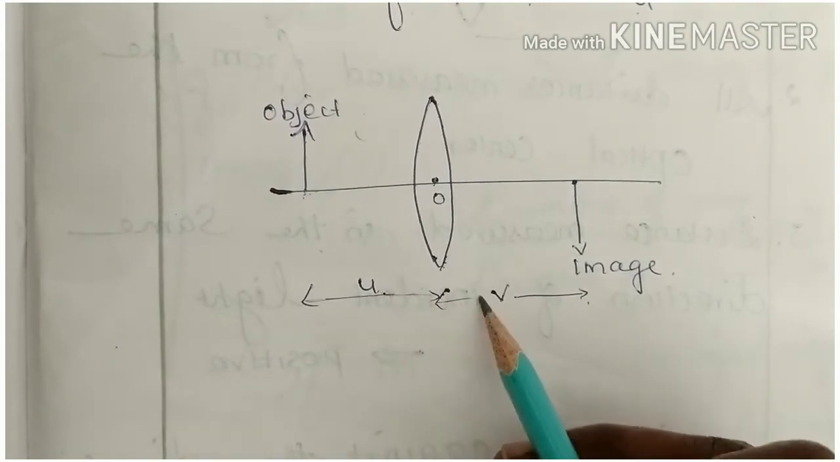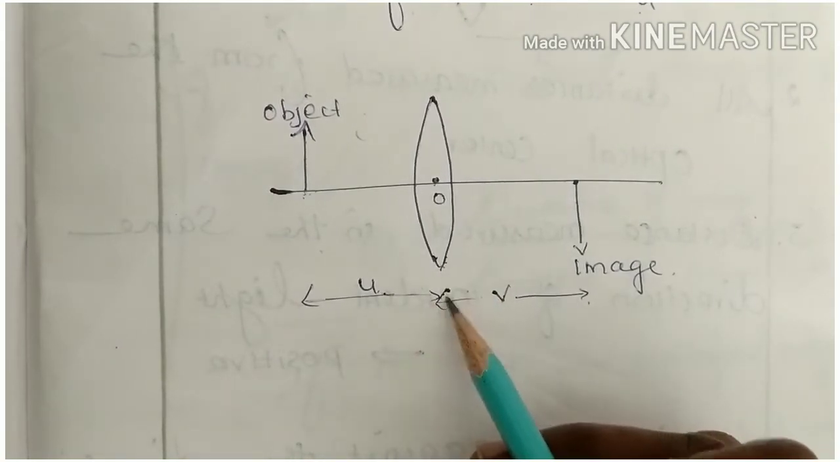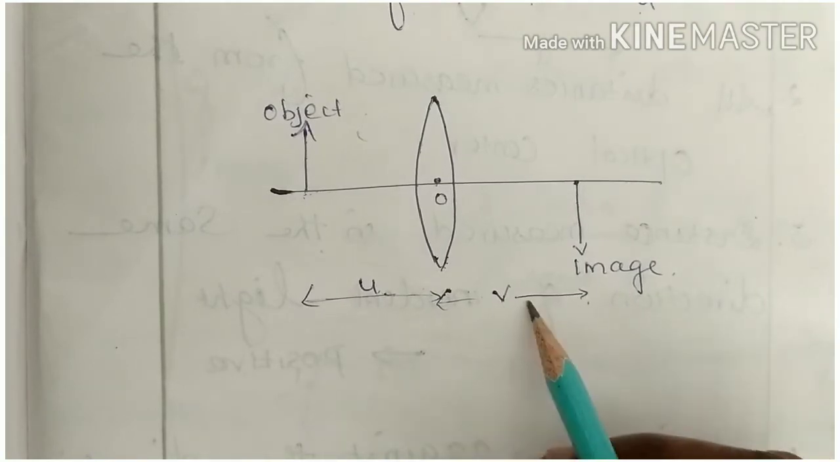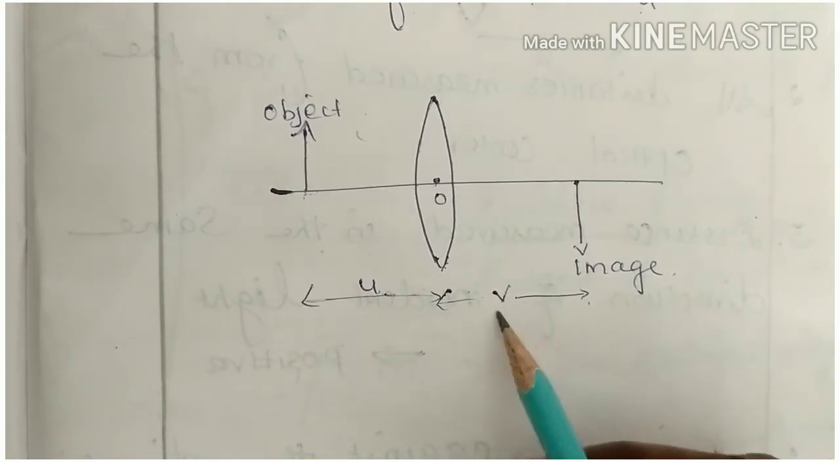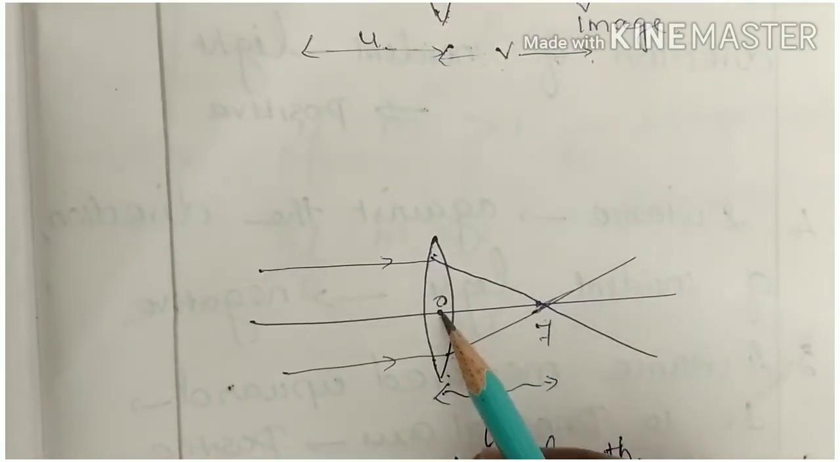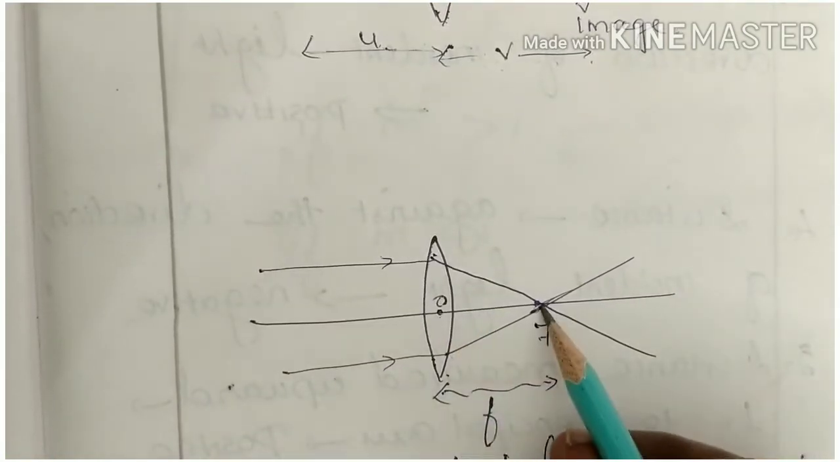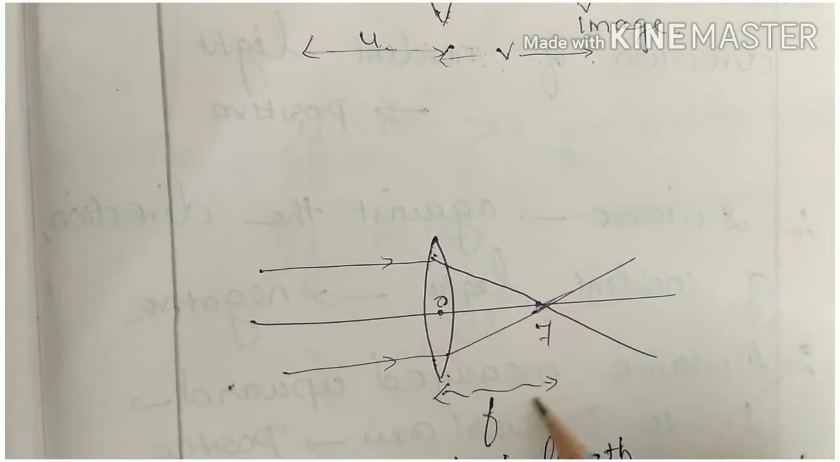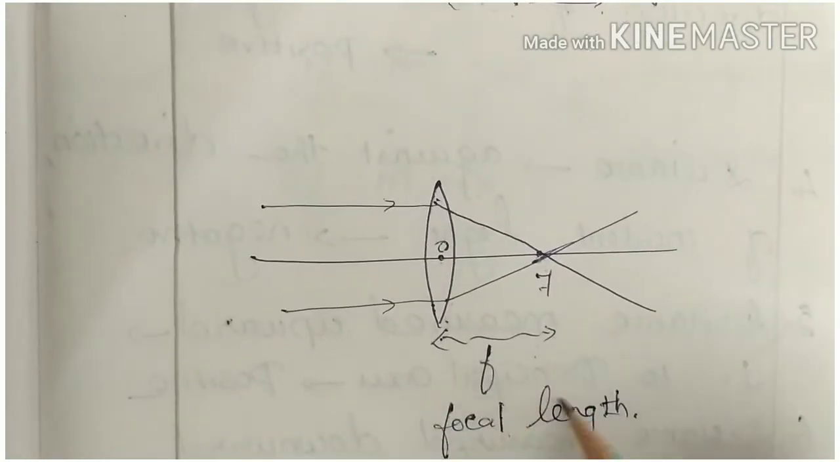What do you mean by image distance? From the optic center to the image, where the image is formed, that is denoted by v. This is the image distance. And what is meant by focal length? The distance between the optic center and the principal focus is called the focal length.